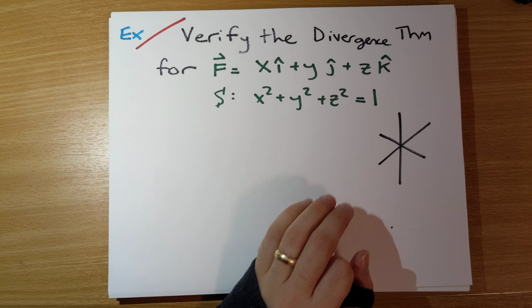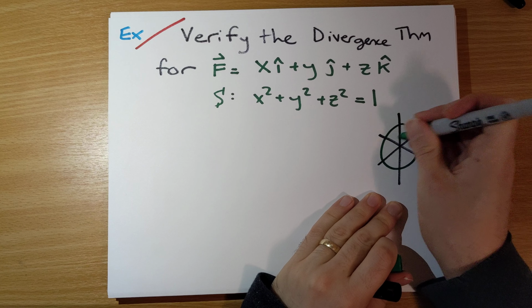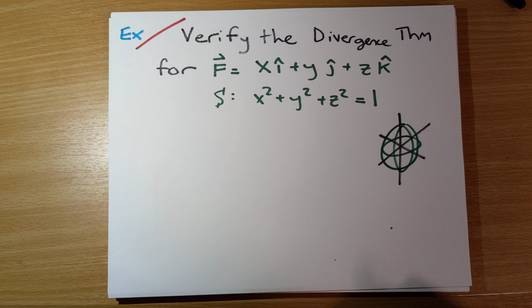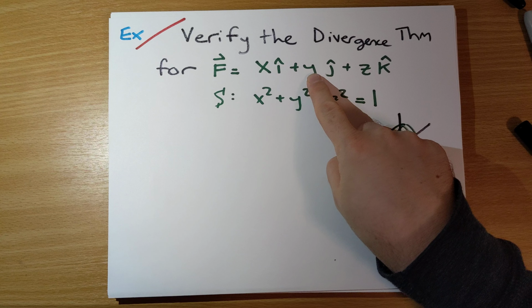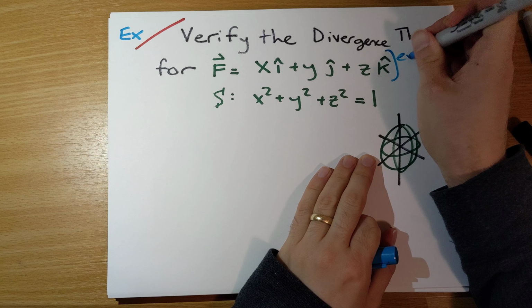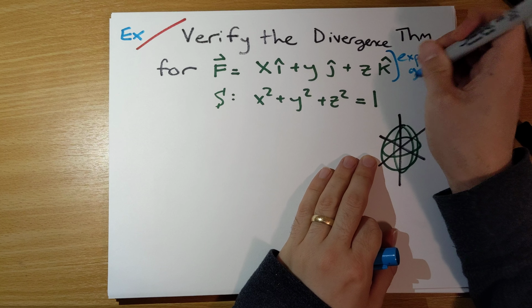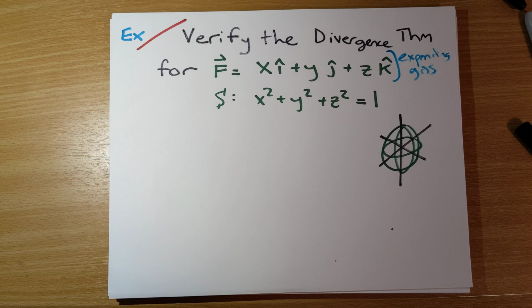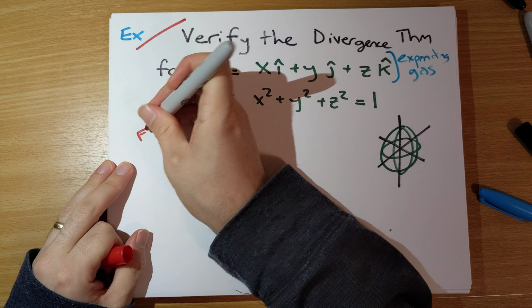So, okay, we are just going to be doing the unit sphere centered at the origin here. x i hat plus y j hat plus z k hat. This is going to be corresponding to an expanding gas. At every point, this vector field is pointing away from the origin, and the further away from the origin you are, the more it's pointing away.